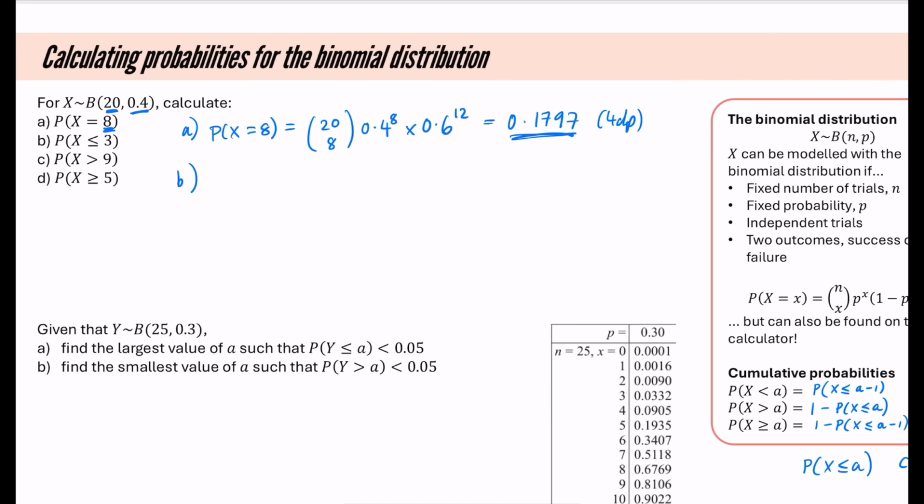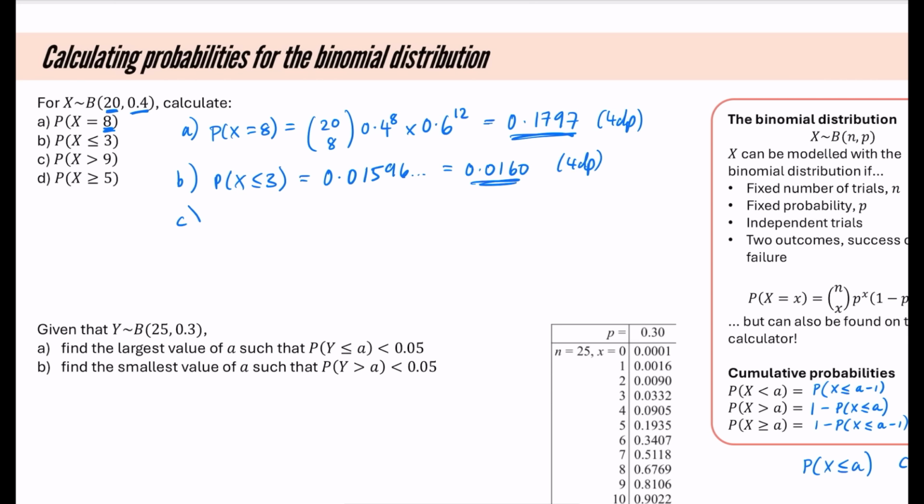Okay, so for part B of the question, I'm saying that x is less than or equal to 3. That one you can just go straight into the calculator, the cumulative one, and you should come up with the answer to 4 decimal places of 0.01596, or to 4 decimal places, 0.0160.